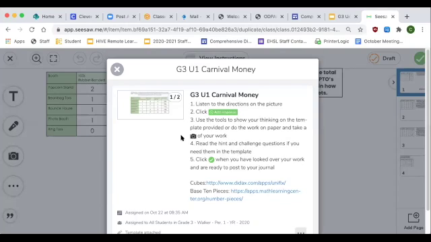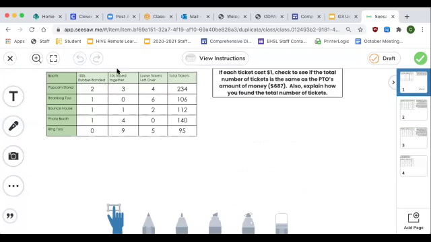We're back at the carnival again, and this time we're looking at money. So we're going to use the tools to solve the problems on the template, and there is again a hint template. So let's take a look at what you're asked to do. Remember, today we're thinking money. If each ticket costs $1, check to see if the total number of tickets is the same as the PTO's amount of money.